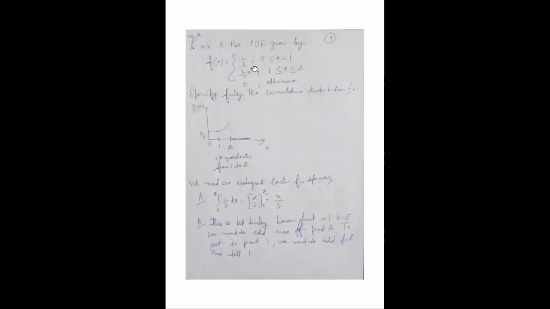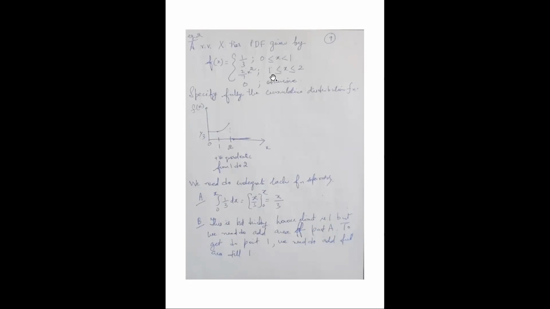Here in the previous example, there was only one function involved, but here I am taking two functions, right? So two functions are there in the probability density function, and we need to specify fully the cumulative distribution function. It is capital Fx. It's not small fx, but it is capital F. Okay. Let us draw the probability density function.